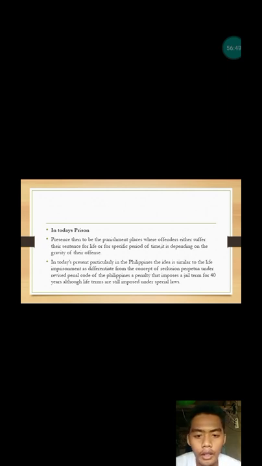In the present, particularly in the Philippines, the idea is similar to life imprisonment, as differentiated from the concept of reclusion perpetua under the Revised Penal Code of the Philippines, a penalty imposed as a jail term of 40 years, although life terms are still imposed under specific laws.